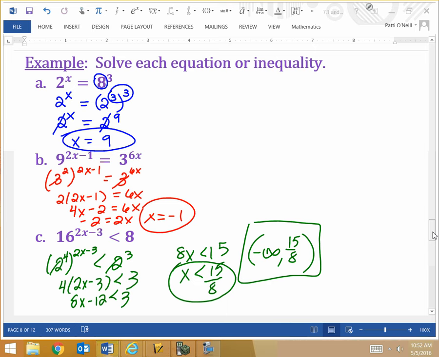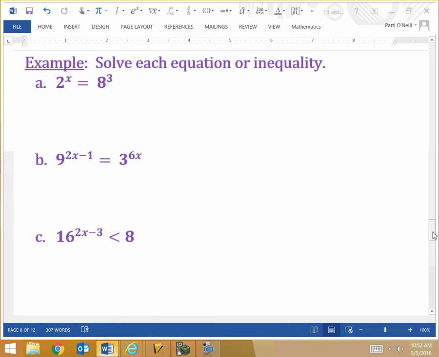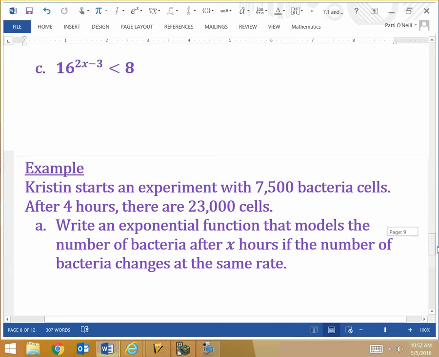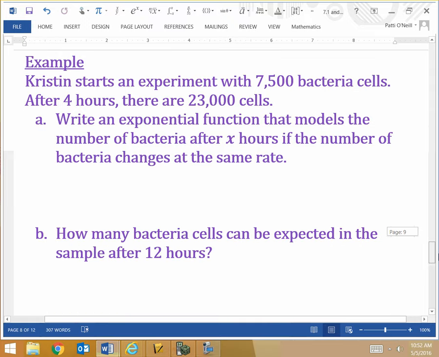Like I said, the hardest thing is going to be figuring out what base to use for some of the problems. And as you do more of them, you'll get more used to thinking about things in terms of like bases. We're almost there, guys. I'm going to give you a word type problem. This one's going to be a little bit more thought-provoking than some of the others that we did.